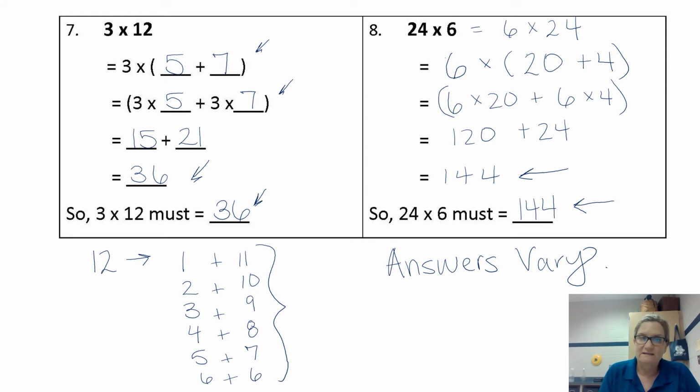Now, looking at this, I'm wondering if we go back here, maybe the best answer would have been, I'm going to change my color here, I guess you could have done 10 and 2, and that would be 30 and 6. Maybe that's another easy one to do. So again, answers vary on this. Lots of different ways to get the correct answer.